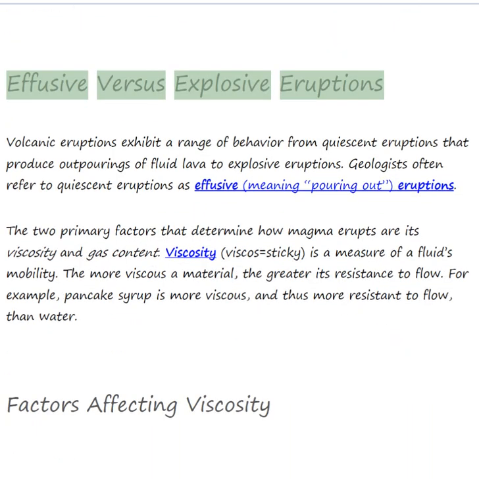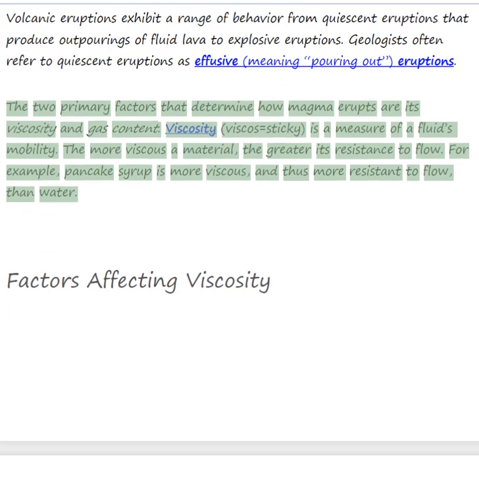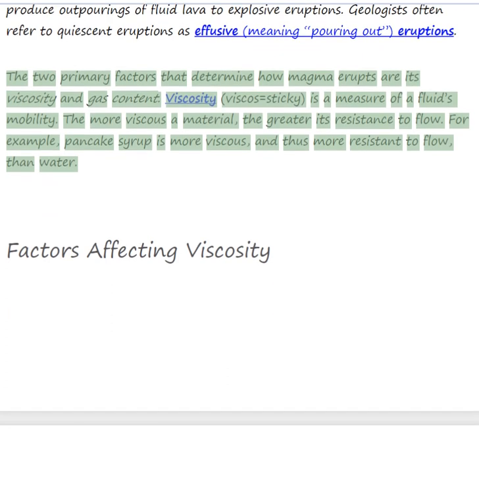Effusive versus explosive eruptions. Volcanic eruptions exhibit a range of behavior from quiescent eruptions that produce outpourings of fluid lava to explosive eruptions. Geologists often refer to quiescent eruptions as effusive eruptions. The two primary factors that determine how magma erupts are its viscosity and gas content. Viscosity is a measure of a fluid's mobility. The more viscous a material, the greater its resistance to flow. For example, pancake syrup is more viscous, and thus more resistant to flow, than water.